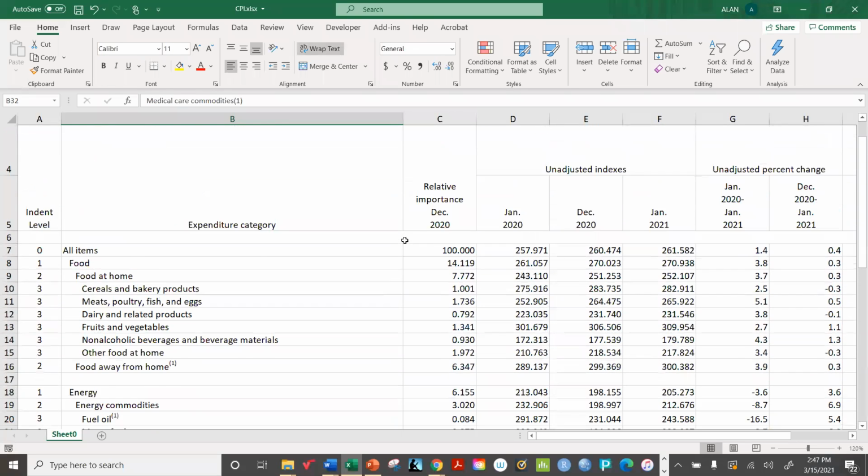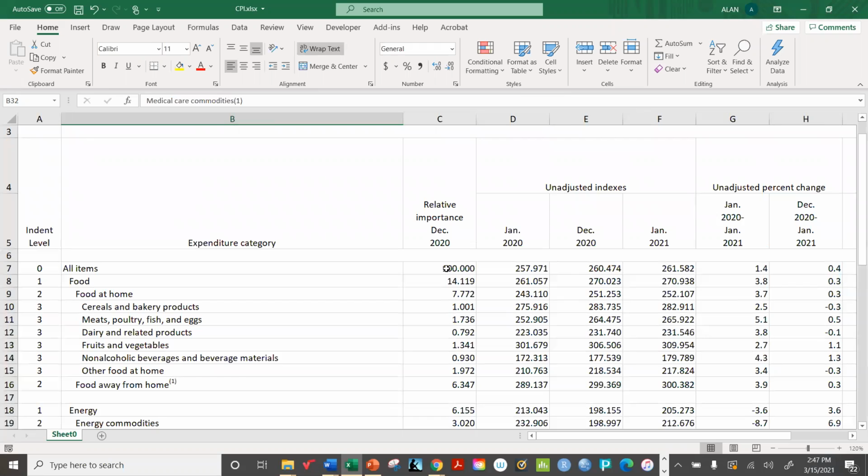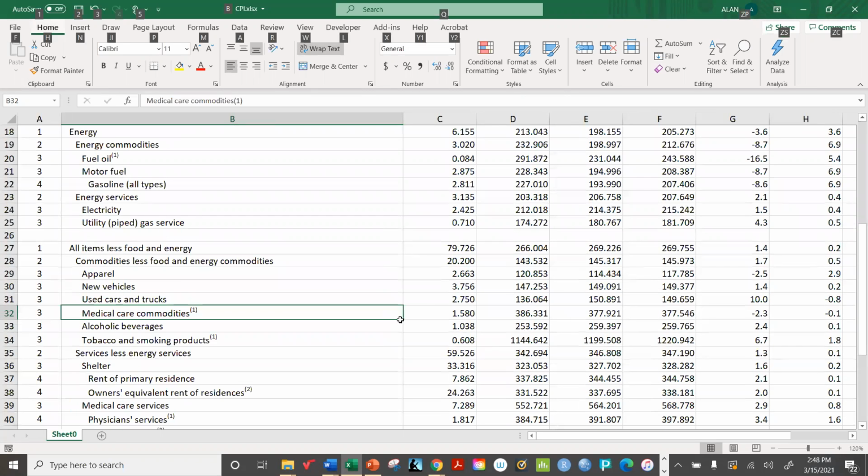And this is what we mean by the basket. This is the basket of goods that the BLS considers to be normal or standard in the United States. And the CPI is based on the prices of these items and these weights. And when they're done, they have a number.